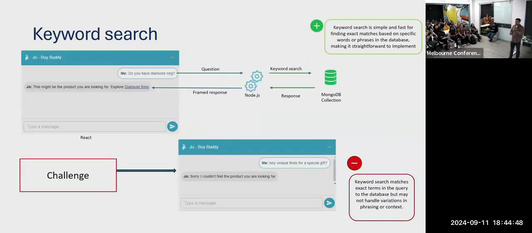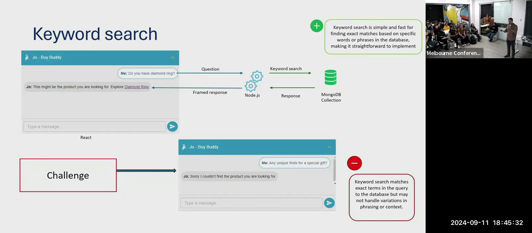And we'll start from the basic keyword search, how we use it to search data. For example, if you implement a chatbot with just a keyword search, what happens? In our e-commerce site, somebody comes and asks, do you have a diamond ring? I'm holding the mic, right? Oh, thanks. So if somebody asks, do you have a diamond ring? The question is forwarded to the Node.js orchestrator, and the keyword search is performed on the MongoDB database, and it will send a response, and we will just frame it a little bit, and it responds like, yeah, this might be the product you're looking for. Look at our diamond ring, and you can click on the diamond ring and see the diamond ring.